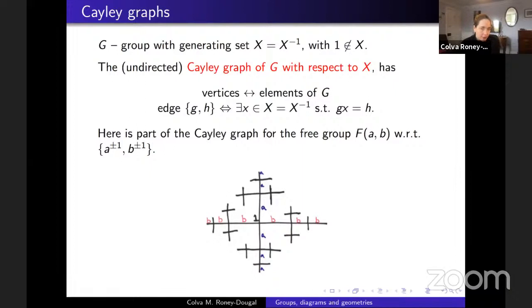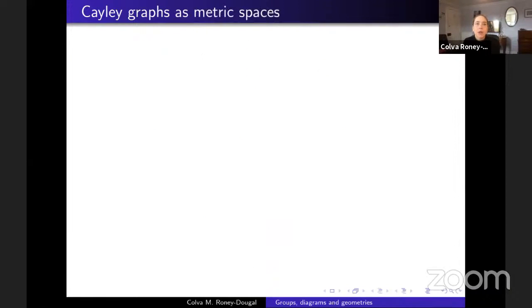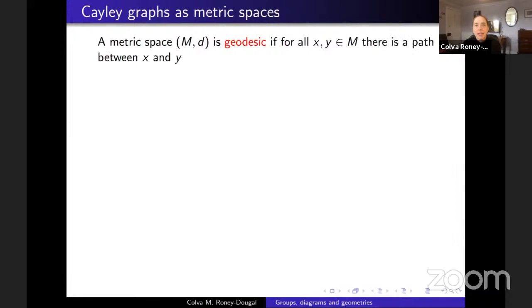All right, so Cayley graphs let us get into another bit of mathematics. We're still wanting to understand groups with finite presentations, and they do have generating sets like this, so we can make these Cayley graphs. We can turn any Cayley graph into a metric space. A metric space is a space with some distance function on it that behaves like a distance. And we say that a metric space is geodesic if for any pair of points in the space, there's a path between them, so I can get from X to Y without leaving the space, of the right length.